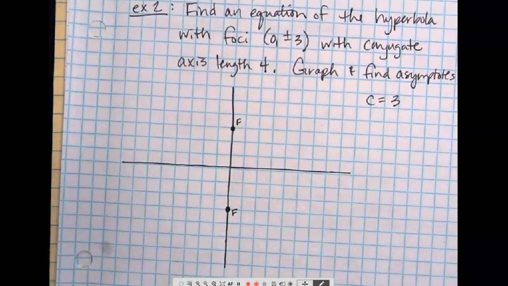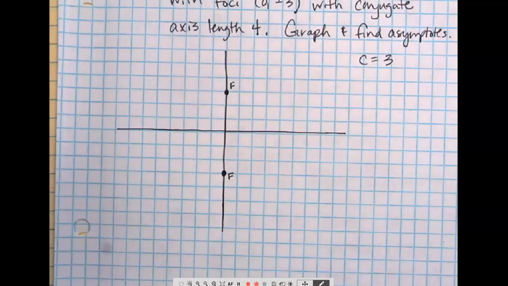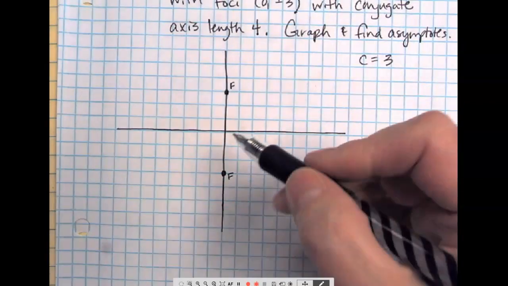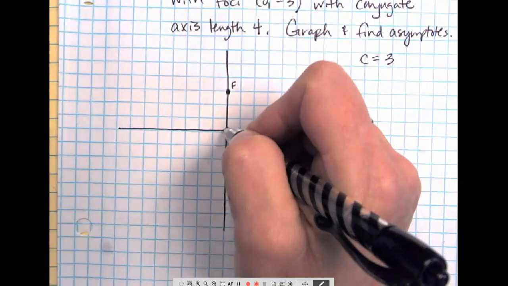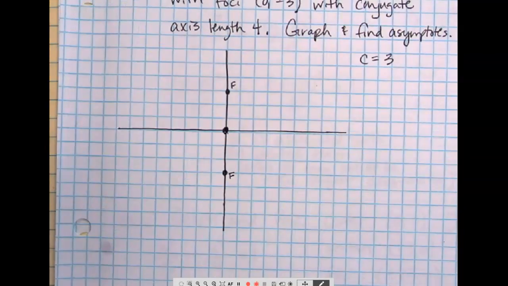Not yet. We'll get there. Okay, so my distance from center to focus is 3. So that's the C value if I'm talking about A, B, and C. Okay, so I can find the center. Where's the center? It has to be right in the middle of those. So I know that that's the center point.